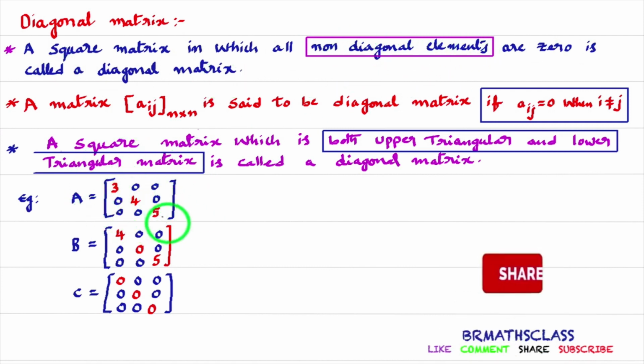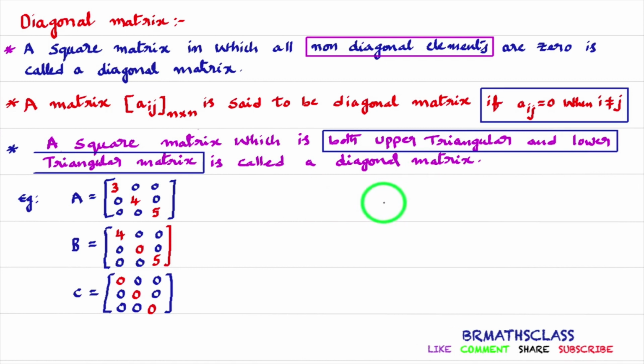What are non-diagonal elements? See, these 3, 4, 5 are known as diagonal elements. Whatever the remaining elements are, they are known as non-diagonal elements. The element A11, first row, first column, the element in second row, second column, and the element in third row, third column, these are known as diagonal elements. All remaining elements are known as non-diagonal elements.